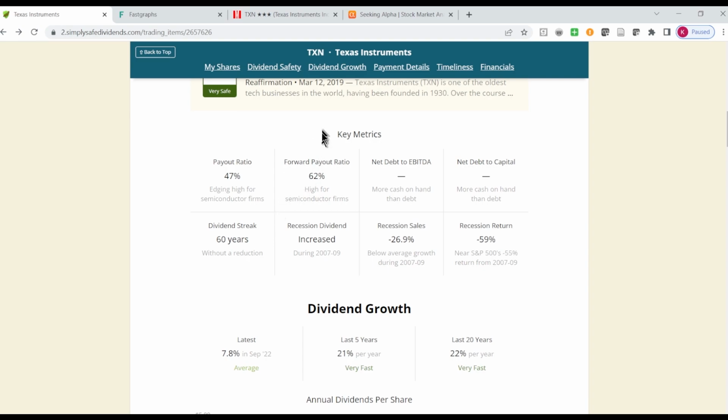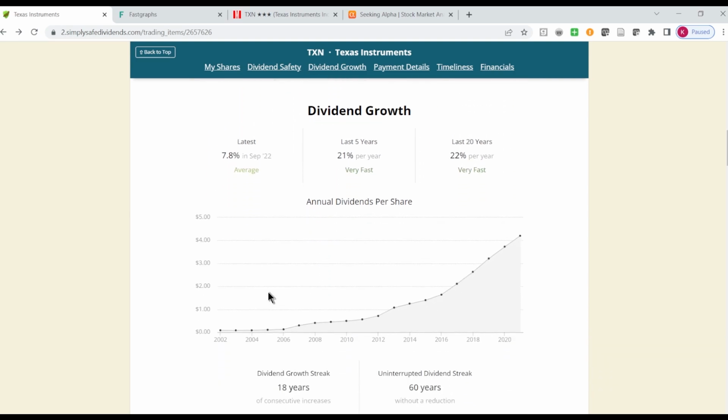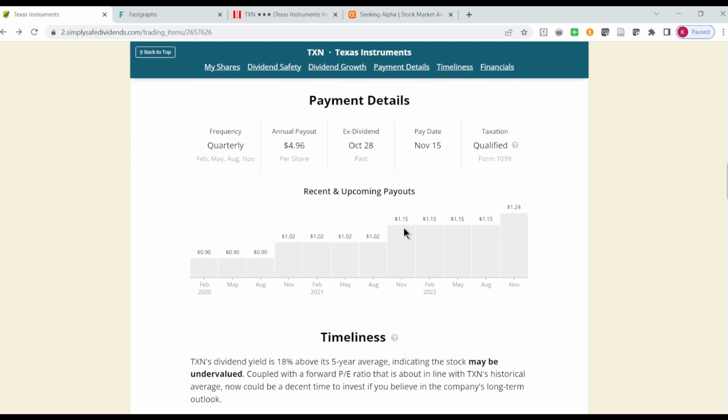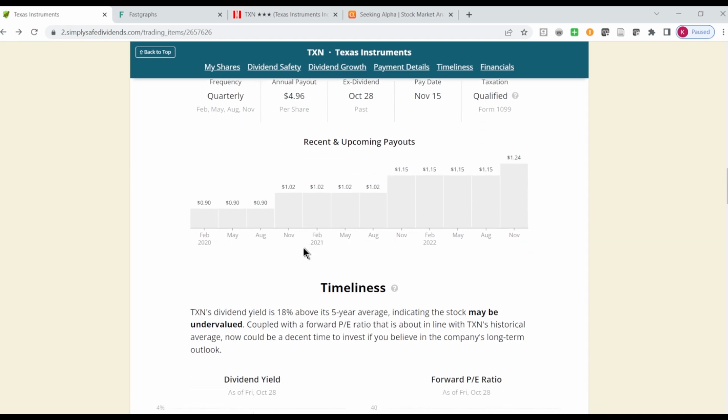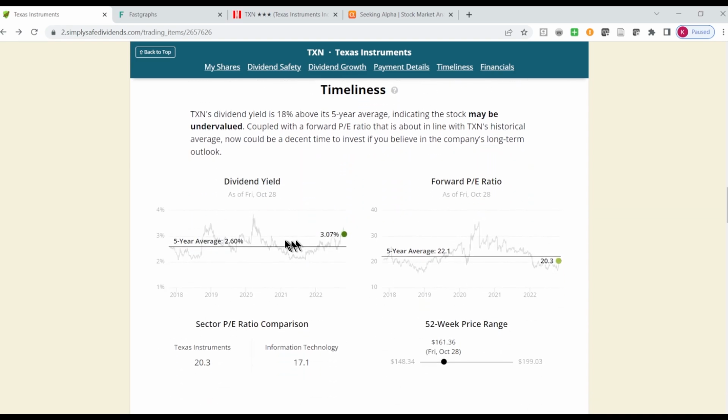Now back to the main screen for this company, Texas Instruments, you see that they have some key metrics here, and these are really helpful to have. They have a dividend growth section. They'll show you what the dividend growth has looked like over, let's say, the last 20 years. There's some interesting details that they share about the payout of the dividend. They have a timeliness feature where they look at the dividend yield over time and also the forward PE ratio over time and determine whether they would recommend whether the stock is overvalued, fairly valued, or undervalued. They're considering Texas Instruments to be undervalued at the moment.